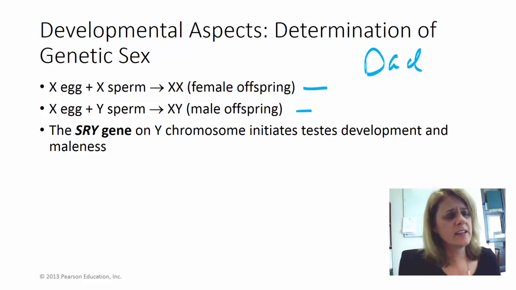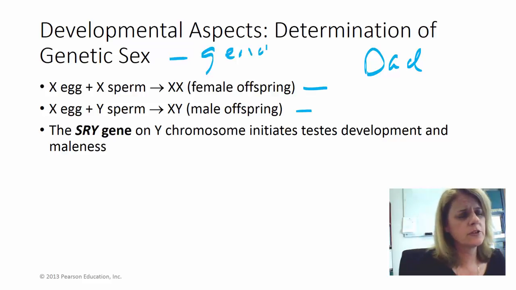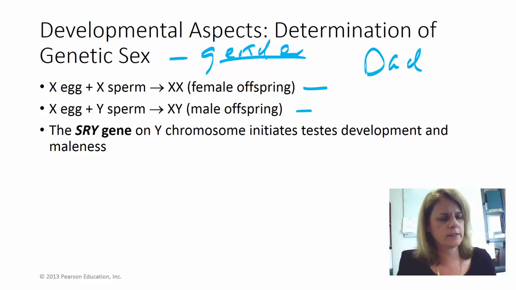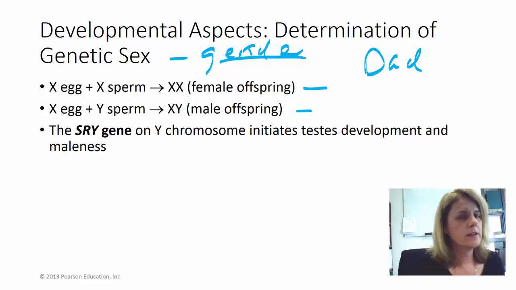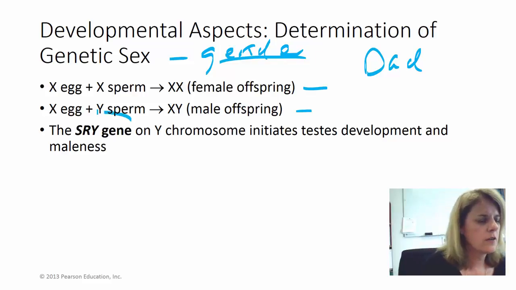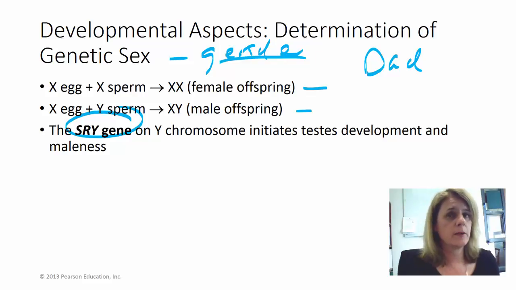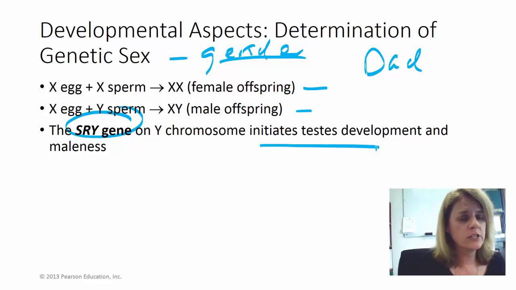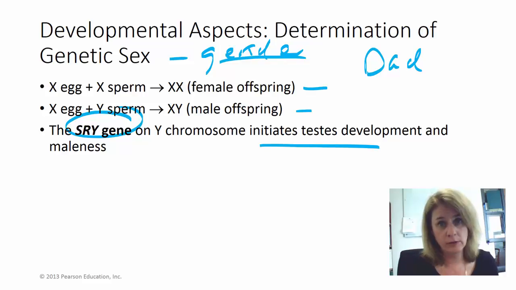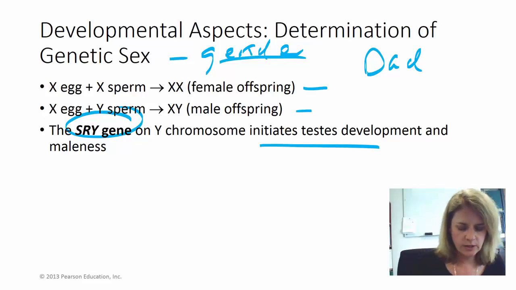Now this is genetic sex. This is not the same thing as gender. Usually when we talk about gender, we're talking more psychologic sex, and so that's not really what we're talking about now. It's just genetic sex. Now what's important about that Y chromosome is it contains a specific gene called the SRY gene that's only on the Y chromosome, and the presence of that gene will initiate testis development and maleness. Okay, so you have to have that gene in order for the testes to develop and become male, phenotypically male.